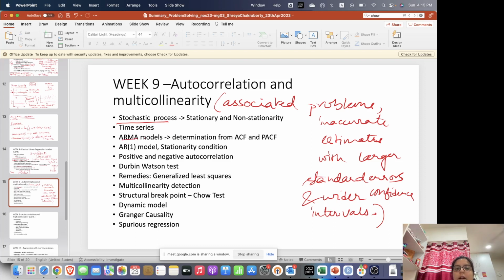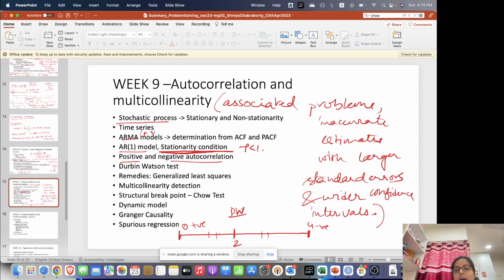As I was telling, for ARMA models, how we should determine the ARMA p, q models: q from the ACF and p from the PACF. So for the AR(1) model, what we deduced as the stationarity condition is that we should have rho less than 1. We also talked about positive and negative autocorrelation, and the important thing is to please keep in mind this line of the Durbin-Watson statistic: towards 0 is positive, towards 4 it's negative, and there were also some intermediate Durbin-Watson points which were given.